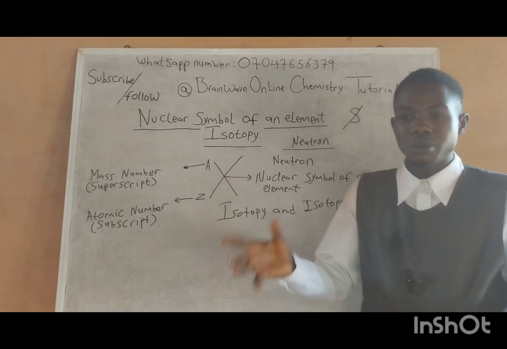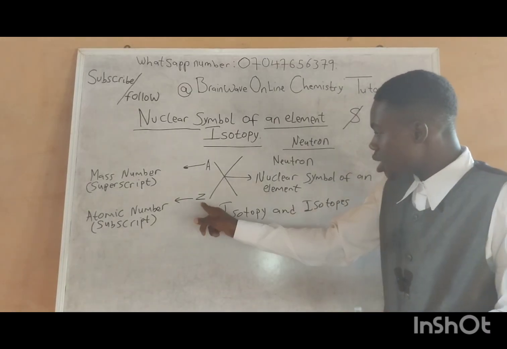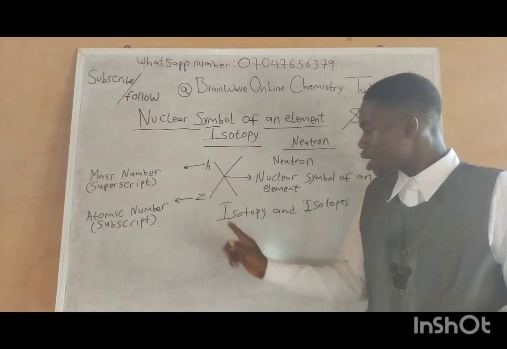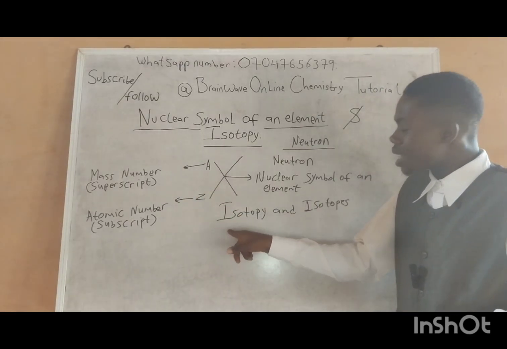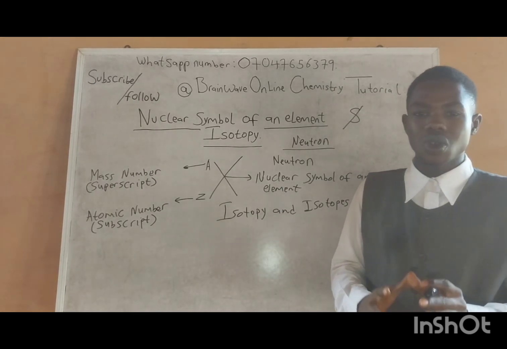Now isotopy is the phenomenon whereby atoms of an element have the same atomic number but different mass numbers due to the number of neutrons. Isotopes are the atoms of the element exhibiting isotopy. So please take note of this.